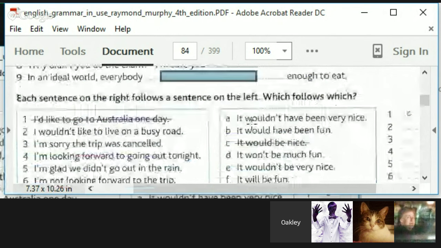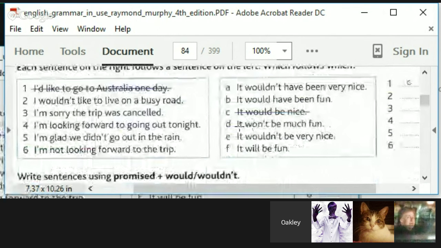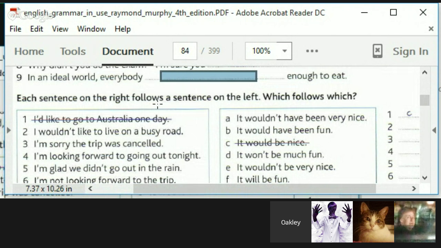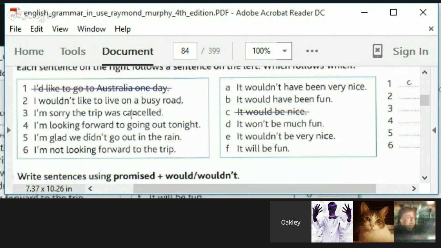Okay. All right. Which follows which? Different kind of exercise here. We're doing a mix and match exercise. Which sentence on the right follows the sentence on the left? For example, I'd like to go to Australia one day. It would be nice. Okay. Carolina, number 2.